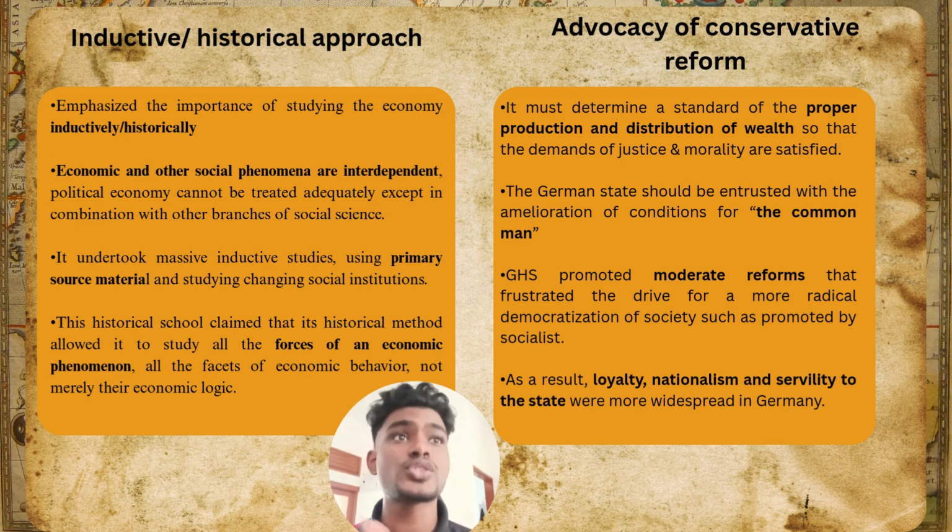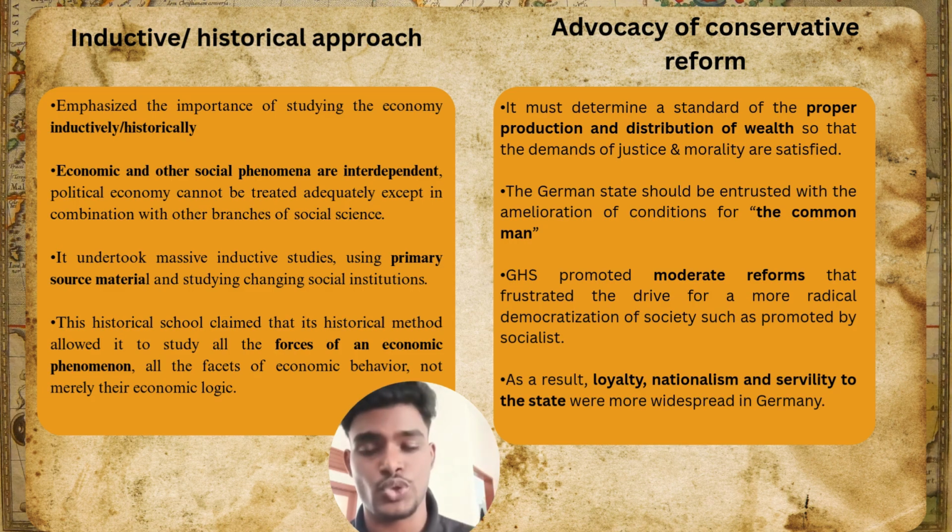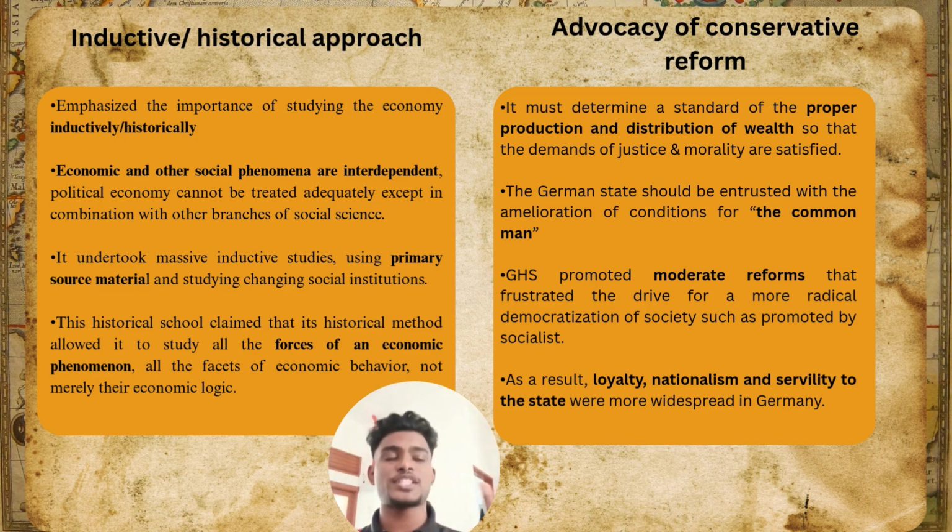The German historical school promoted moderate reforms that frustrated the drive for a more radical democratization of society, such as that promoted by socialists. As a result, loyalty, nationalism, and civility to the state were more widespread in Germany. Why? Because the economic approach was there to unite them. That's why the Germans have a lot of nationalism and patriotism in themselves and their emotions. In every action they take, eventually it benefits the country, the state, more.